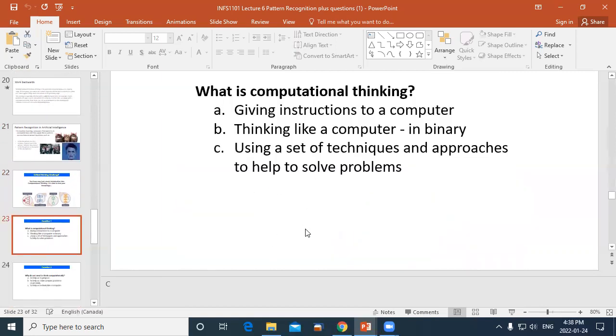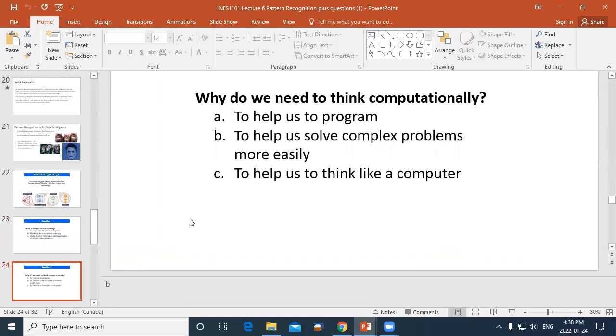All right. What's computational thinking? One of the best answers, what the other two are not. Using a set of techniques, approaches to help solve. I like that. Thinking like a computer? Nope. And giving instructions? Nope. So you were right, C. I'm going with C because you went with C and you were right.